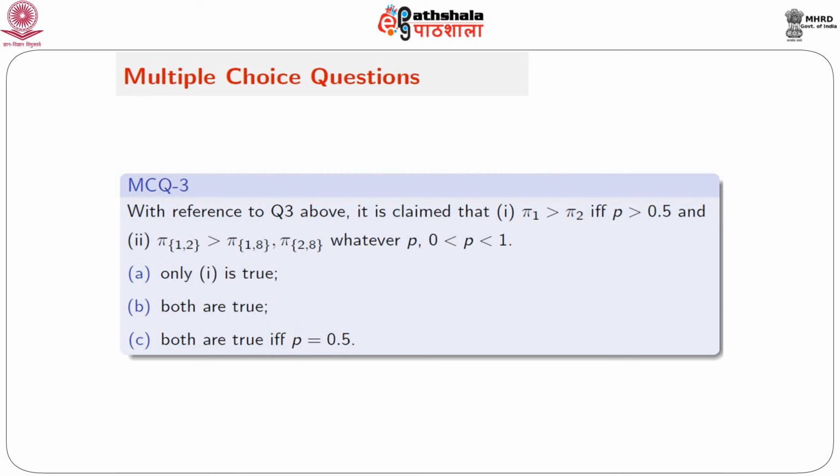With reference to question 3 above, it is claimed that 1, pi_1 is more than pi_2 if and only if p is more than half, and 2, pi_{1,2} is more than pi_{1,8} and pi_{2,8}, whatever the value of p. Only one is true, both are true, or both are true if and only if p is half. Interesting questions. You have to think about it. There are many theoretical results available in a very general setup. We will have a test of some of these results when we go ahead with the next module.